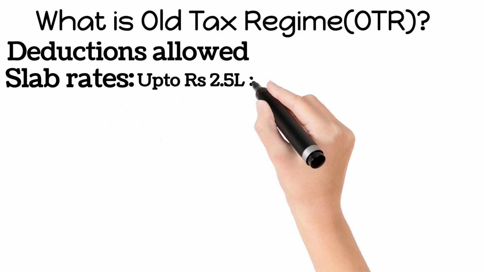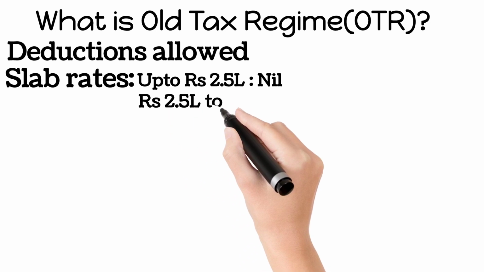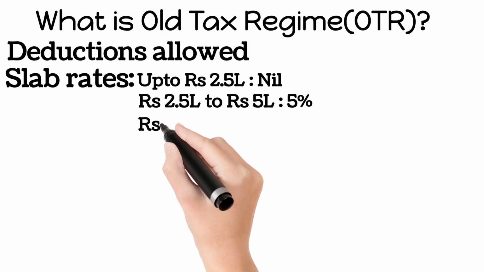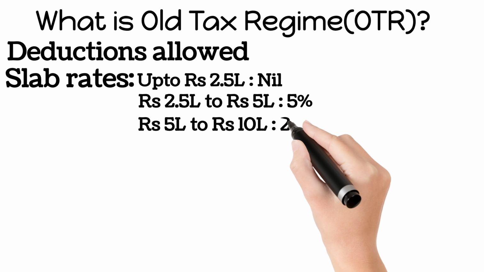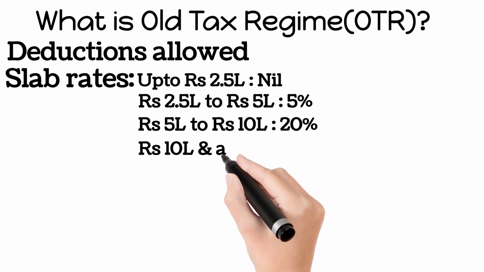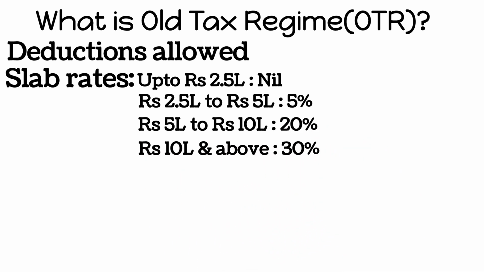Under this regime, income up to 2.5 lakhs has no tax. Income from 2.5 to 5 lakhs is charged at 5%. Income from 5 lakhs to 10 lakhs is charged at 20%, and income above 10 lakhs is charged at 30%.